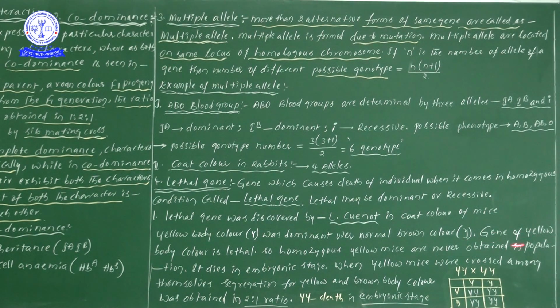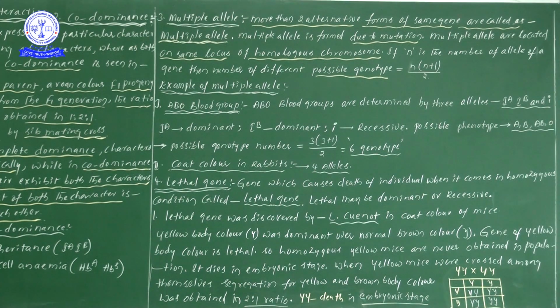Now the gene of yellow body color is lethal. So homozygous yellow mice are never obtained in the population. One more time, see that: homozygous yellow mice are never obtained in a population. Homozygous means capital Y. So this capital Y yellow mice definitely will not be present in the population.